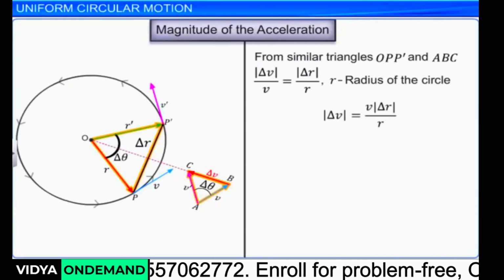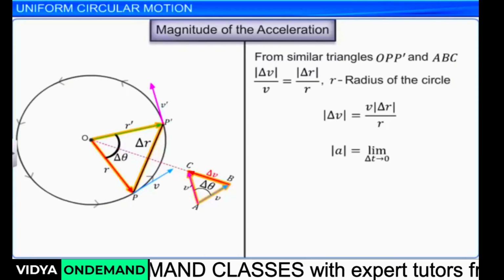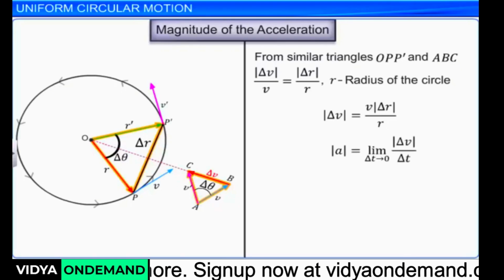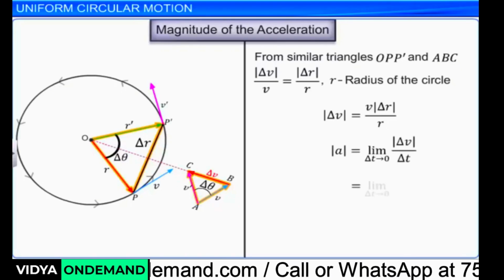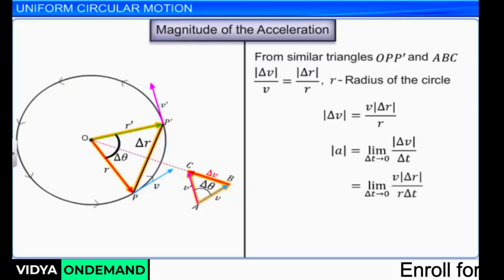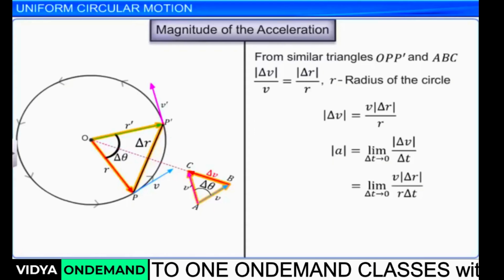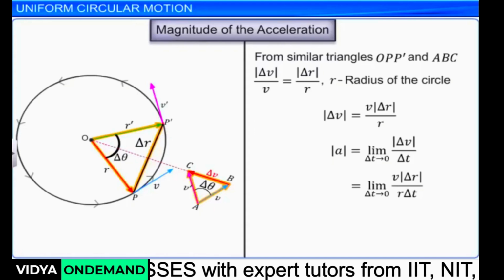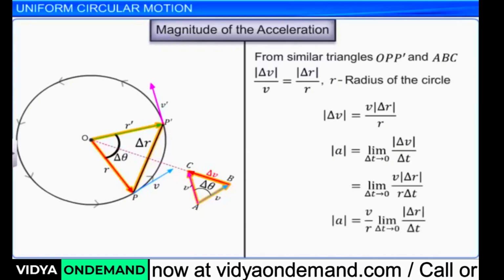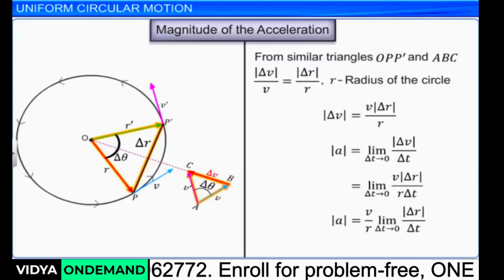Magnitude of a is equal to limit delta t approaches 0, magnitude of delta V by delta t, which is equal to limit delta t approaches 0, V into magnitude of delta R by R delta t. This expression can be written as magnitude of a is equal to V by R into limit delta t approaches 0, magnitude of delta R by delta t. Let this be equation 1.